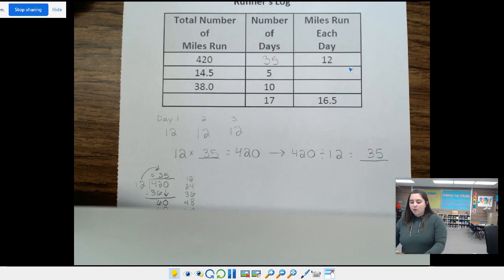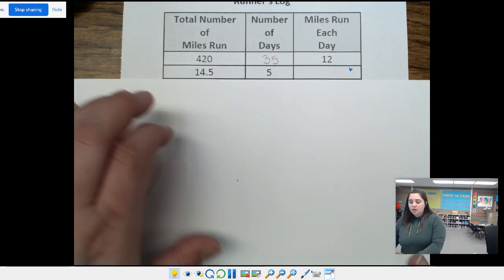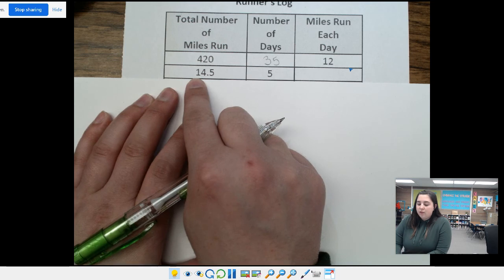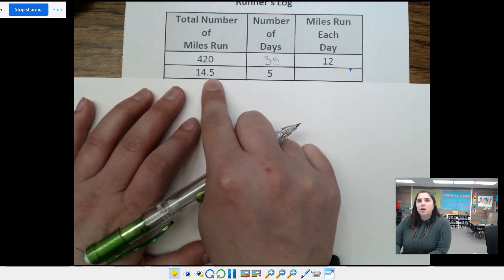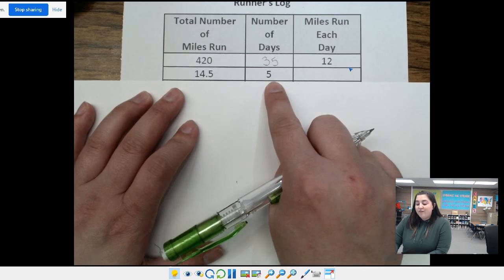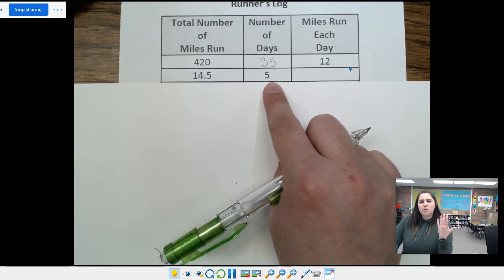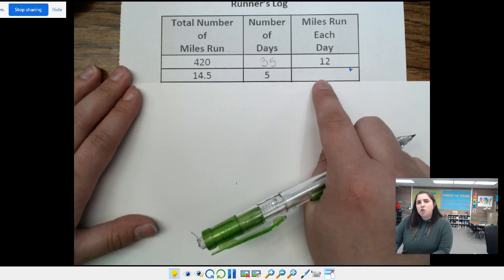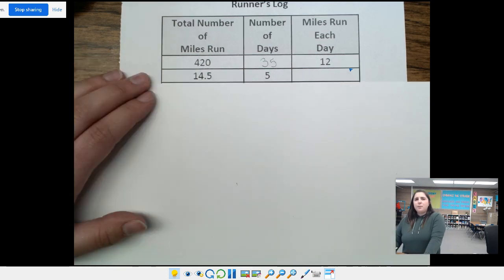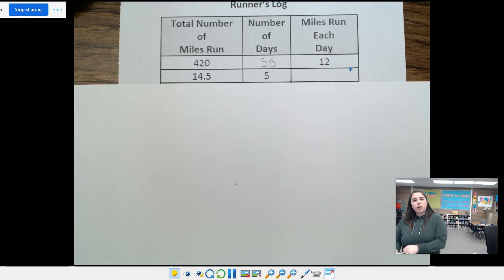Let's look at the second one. This one is, they ran a total of 14 and a half miles, and they were running for 5 days. So how many miles did they run each day? So think about that problem. See if you can solve, and then when you're ready to check, or if you're really not sure, maybe come back.